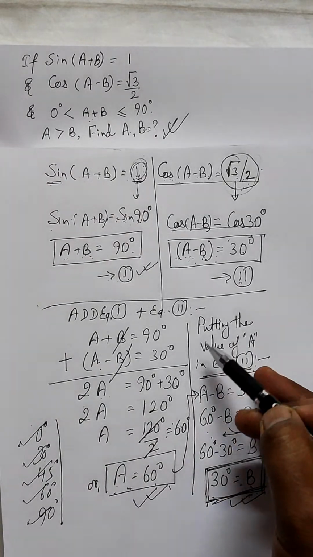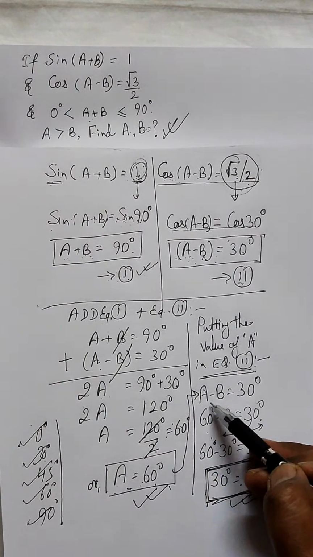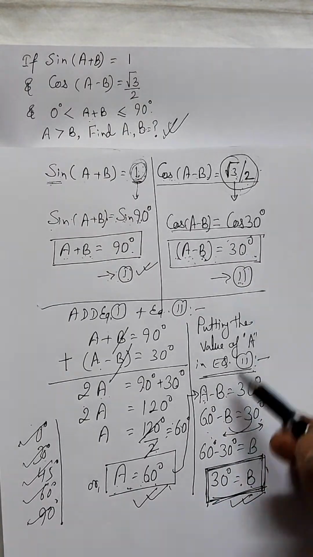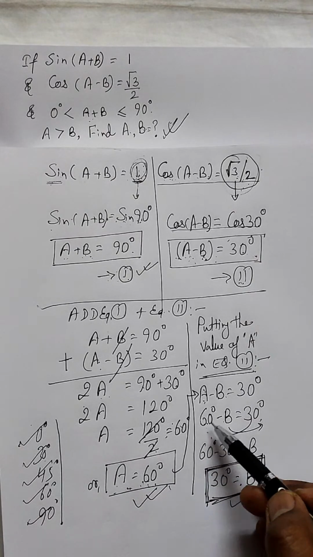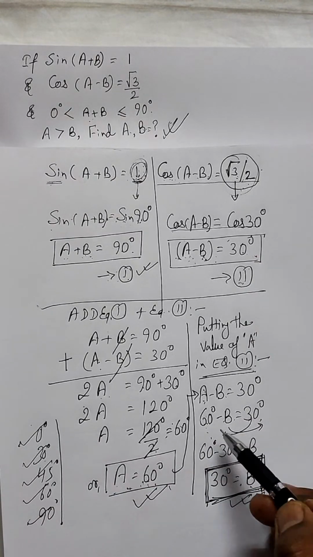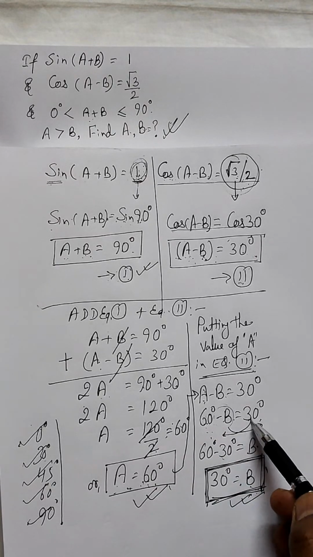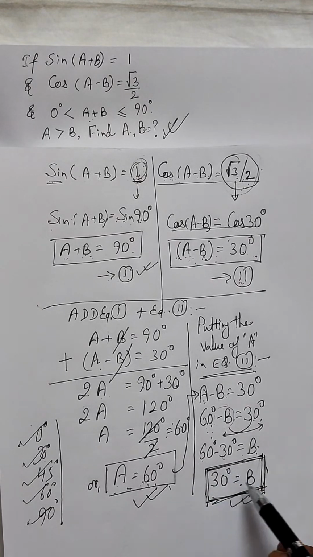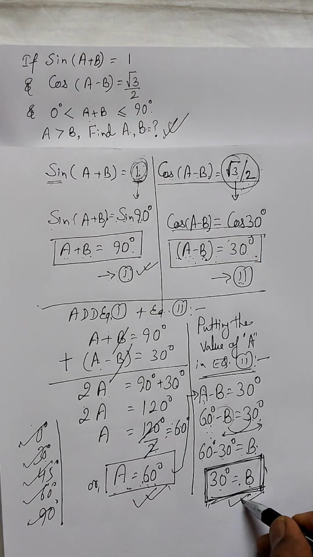Now putting the value of this a into equation number 2, what we did, a minus b is equal to 30 degree, which is our equation number 2. In place of a, we put the value of 60 degree here, and we get 60 minus b as 30 degree. And from here, since b is in negative sign, we bring it into the RHS, and 30 degree from RHS to LHS. So 60 minus 30 is the value of b. Finally b is calculated as 30 degree. So we have calculated the value of b also, right?